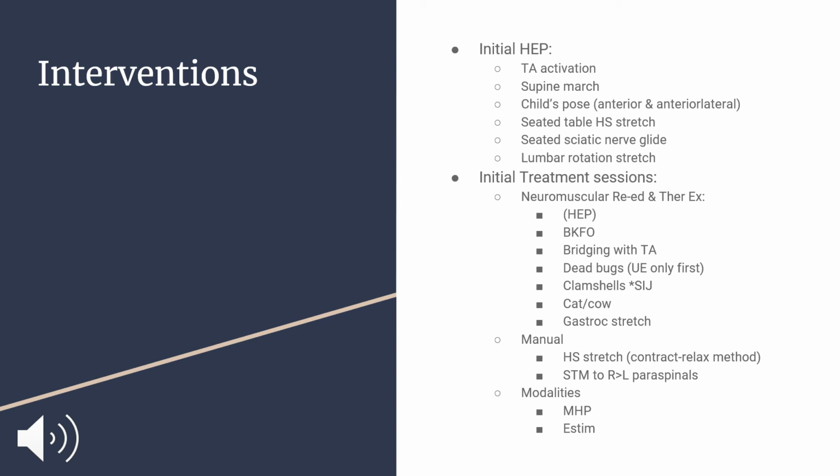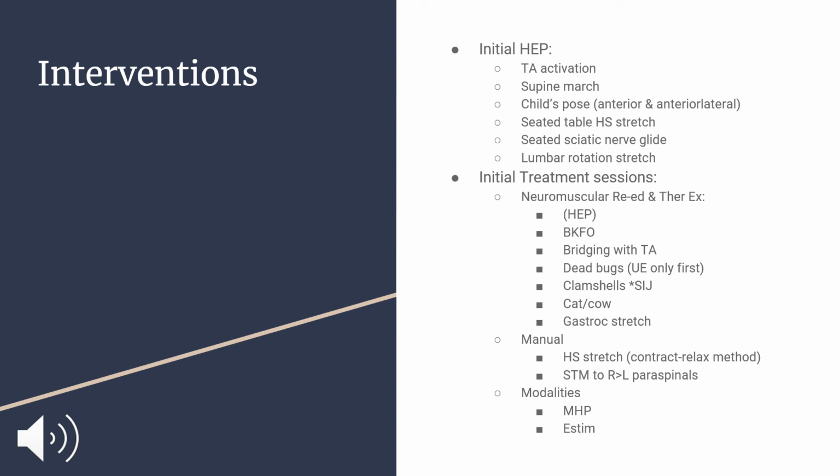exercises, and then we added bent knee fallouts, bridging with the TA activation. We added dead bugs. We started off just the upper extremity first, and then we added both upper and lower extremities. We added the clamshells for that lumbopelvic stability. That will also help with the truncal rotation and stability during those twisting motions, especially in baseball.